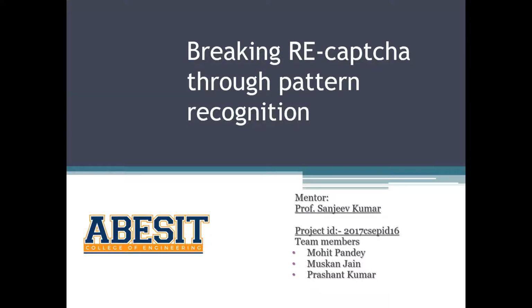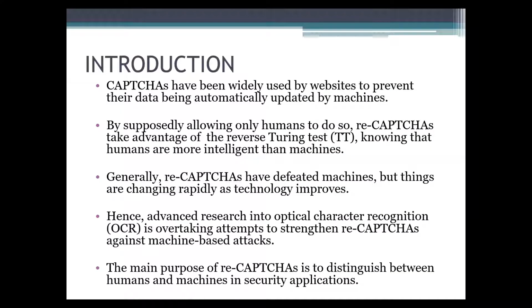Let's delve into it. Let's start with the introduction. CAPTCHAs have been widely used by websites to prevent their data being automatically updated by machines. By supposedly allowing only humans to do so, RE-CAPTCHAs have taken advantage of the reverse Turing test, knowing that humans are more intelligent than machines. The main purpose of RE-CAPTCHAs is to distinguish between humans and machines in security applications.